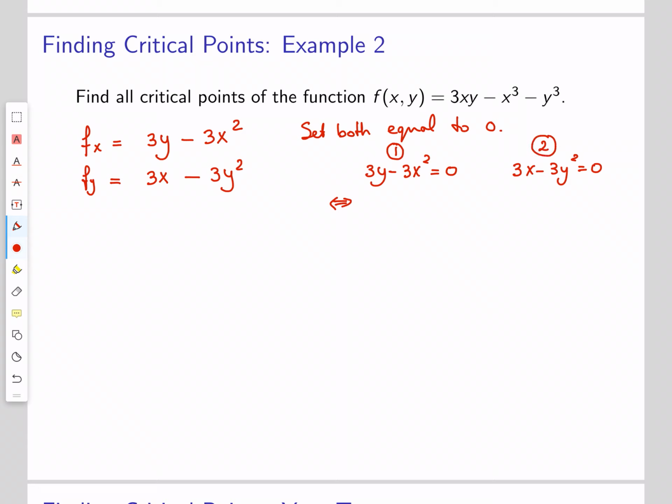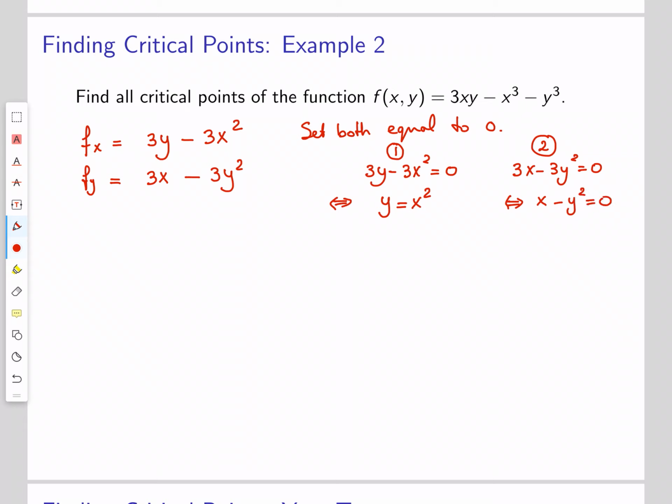So for the first equation, of course, we can divide by 3. And I'm going to rewrite this as y equals x squared. And let's just leave the second equation as, or maybe let's divide it by 3. So I have x minus y squared is equal to 0.